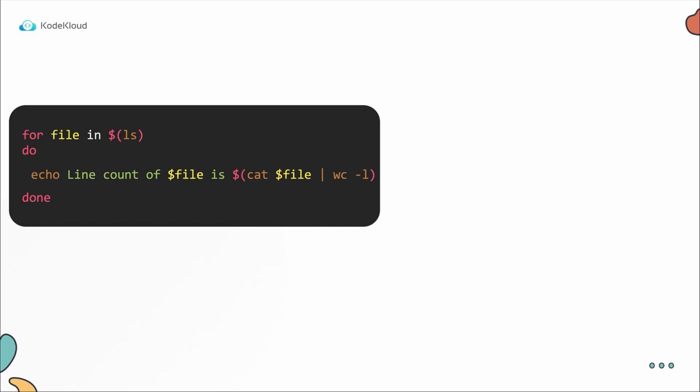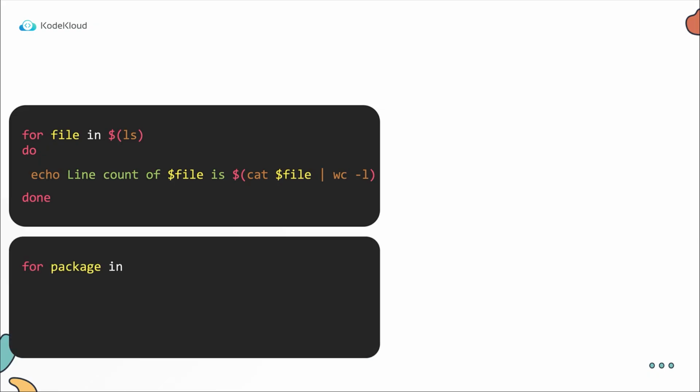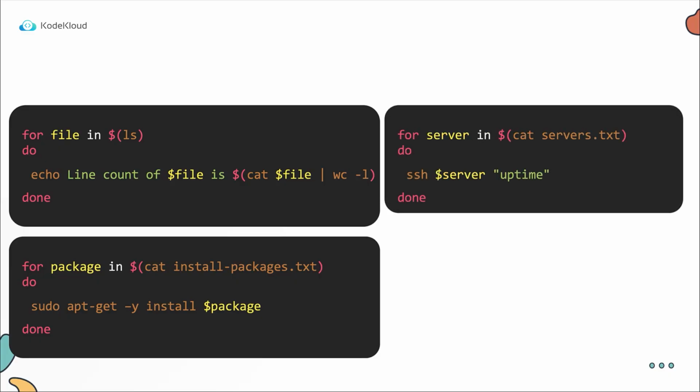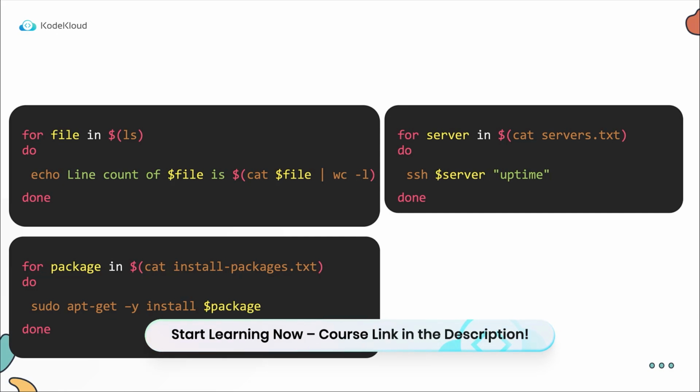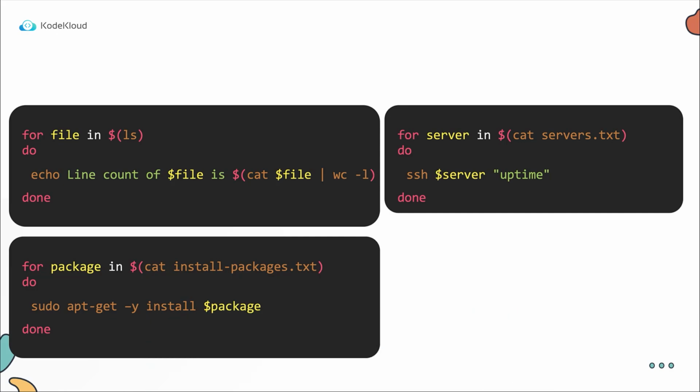So here we iterate through a list of files from the output of the ls command, and then print the count of lines on each file using the word count utility. Now here's another example of a for loop that iterates through a list of packages stored in a file and installs them one by one. And here's another example of a for loop used to SSH to a list of servers and check their uptimes. But you must make sure that for this to work, you have set up passwordless SSH, then it would work well. Otherwise, you'll have to type in the password for each server every time.